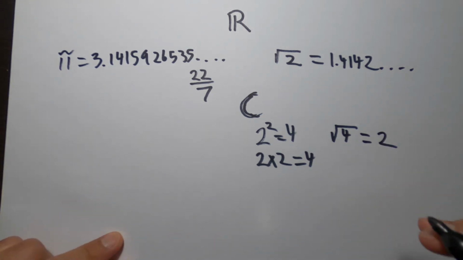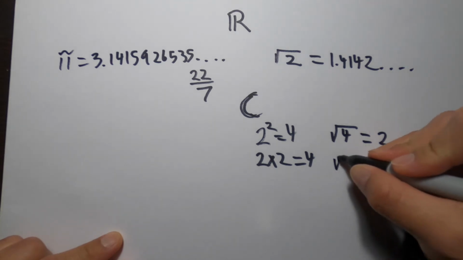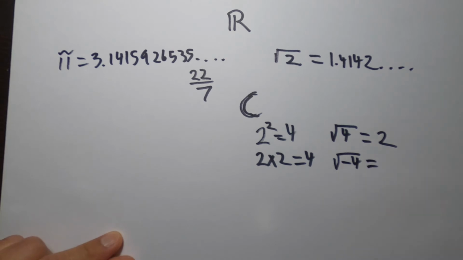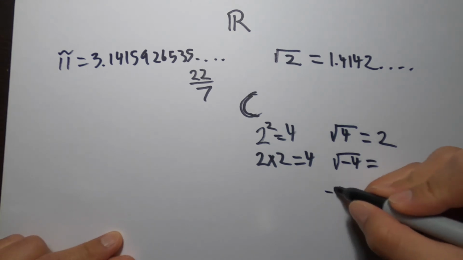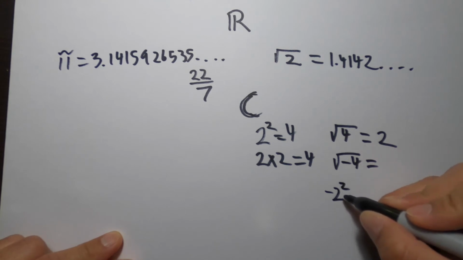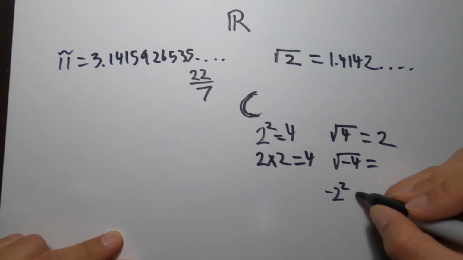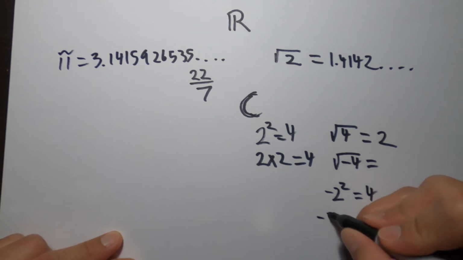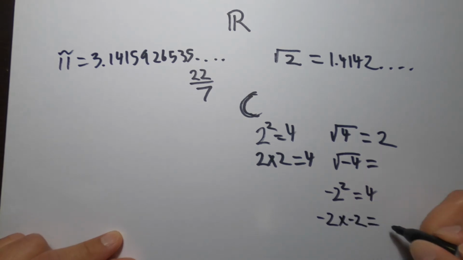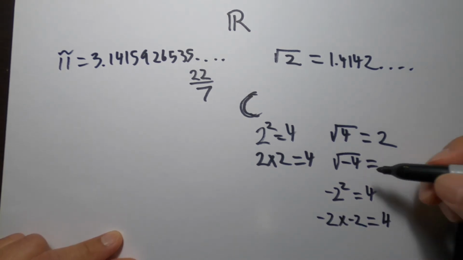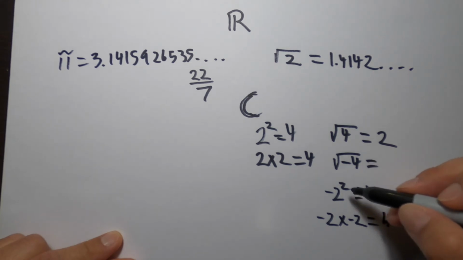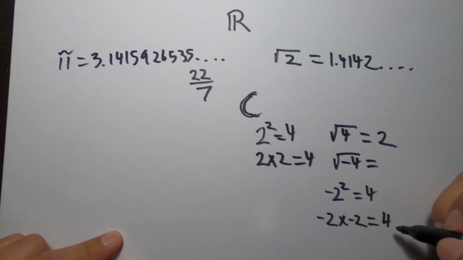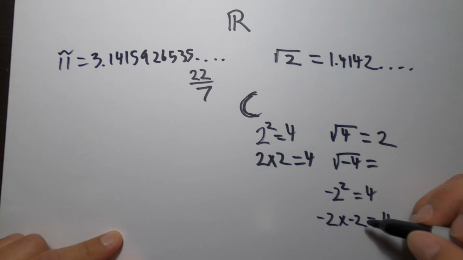So now, if we come to the problem of the square root of negative 4, well, we have a problem here. Because if we square negative 2, we're going to come up with 4, because a negative times a negative is always going to equal a positive. So how do we find the square root of a negative number? You can't come up with a negative number by squaring, since a negative times a negative is positive.